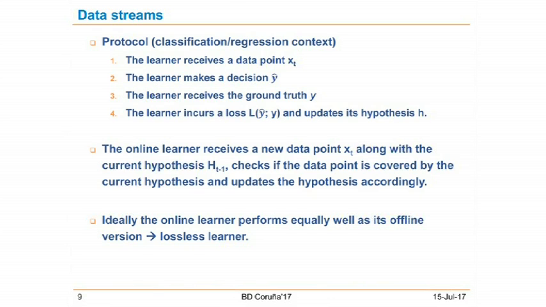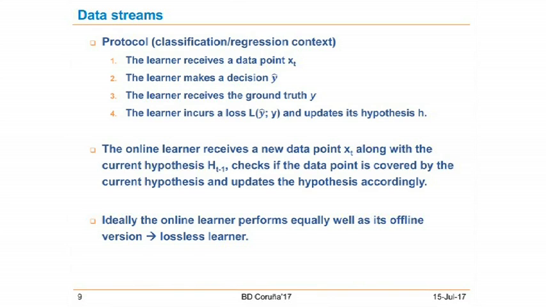And then the nature, the environment, basically shows the ground truth. So the learner receives the ground truth, and then the learner incurs a loss. And the loss here is simply the discrepancy between the output, the ground truth, and the predicted one, okay? And updates its hypothesis. So you do prediction first, and then you update your model.